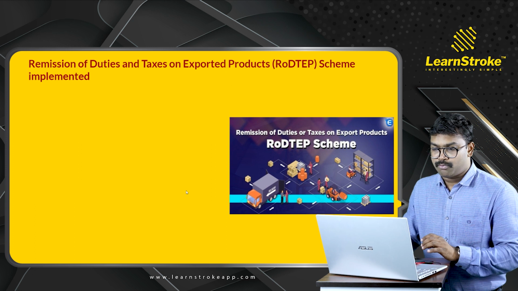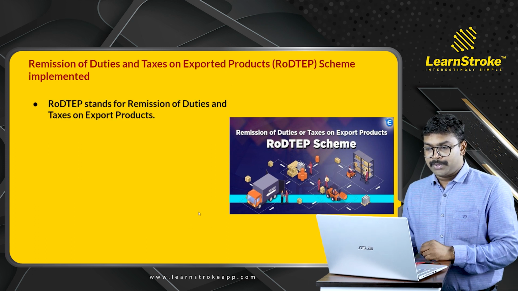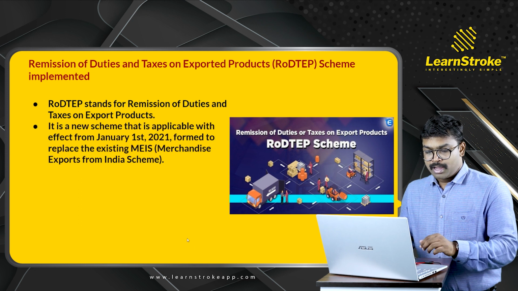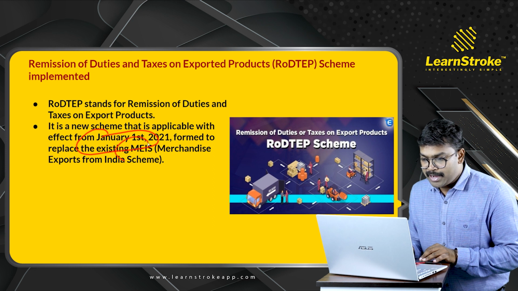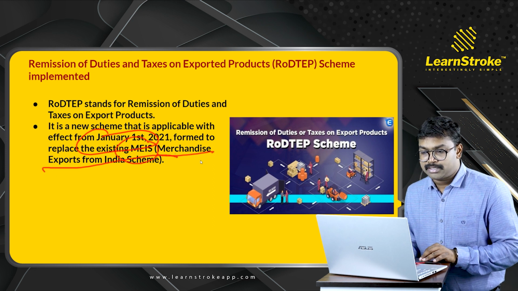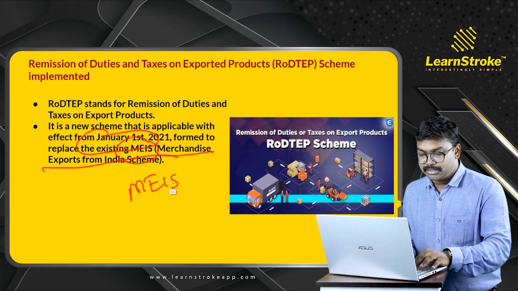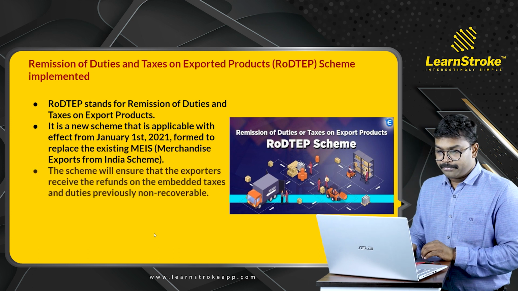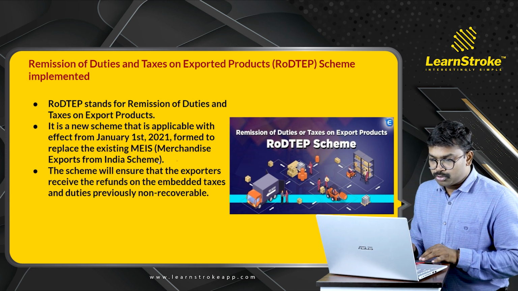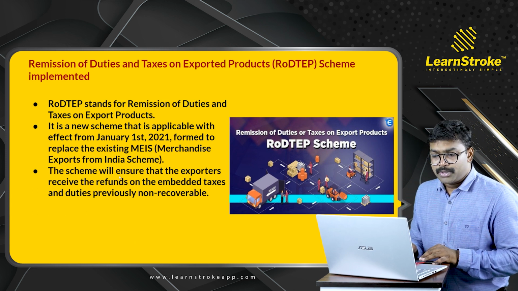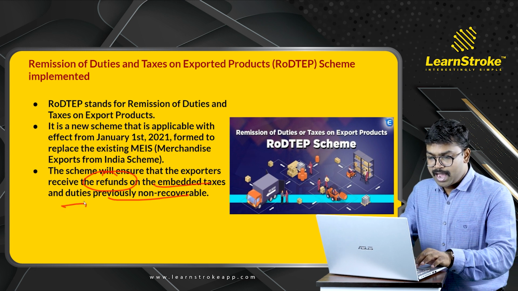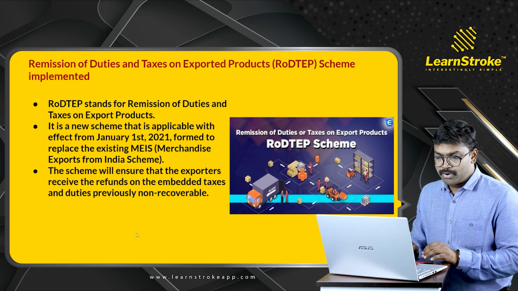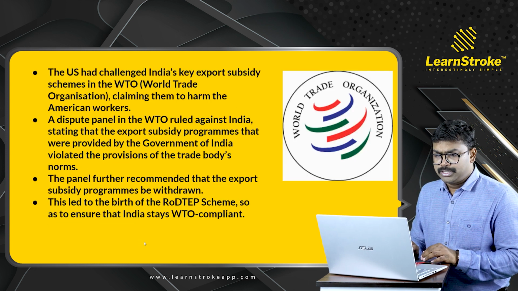So let's take a close look at what that means. RODTEP stands for remission of duties and taxes on export products, which we know, and it is coming from this Jan 1st, replacing the existing MEIS, which means Merchandise Exports from India Scheme. So MEIS is replaced here, as we have just discussed. And take a close look: the scheme will ensure that exporters receive refunds which were previously non-recoverable. So that means refunds on embedded taxes and duties are now accessible. Moving on to the next one. Yes, this is basically to boost exports in India.